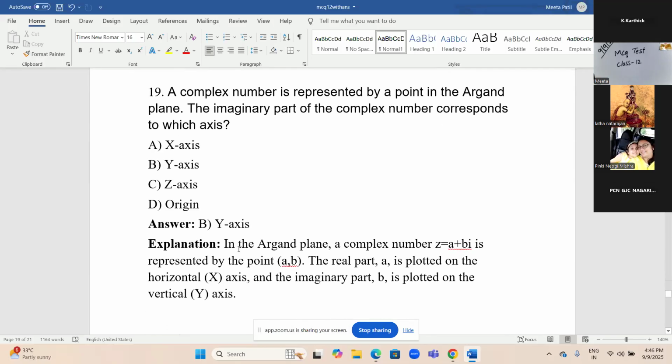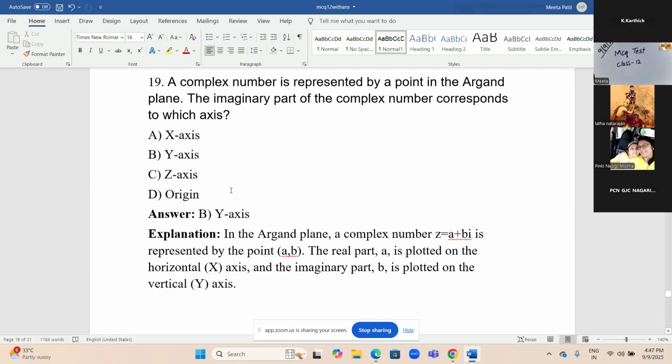Here you are having the 19th question. A complex number is represented by a point in the Argand plane. The imaginary part of the complex number corresponds to which axis? Already we know that a is representing the real numbers and b is representing the imaginary numbers. So with that we are having the y-axis as the answer for this question. That means option B, y-axis is the correct answer for this question.